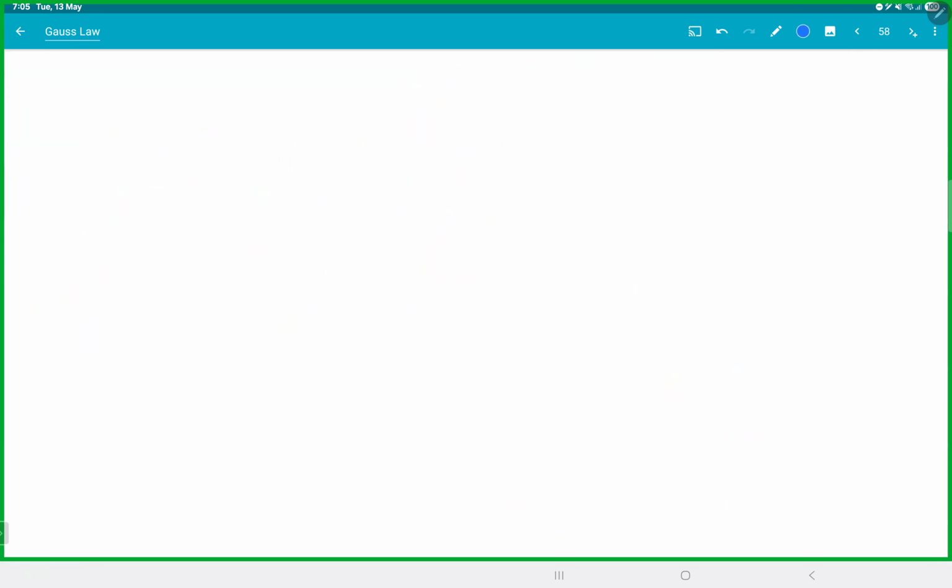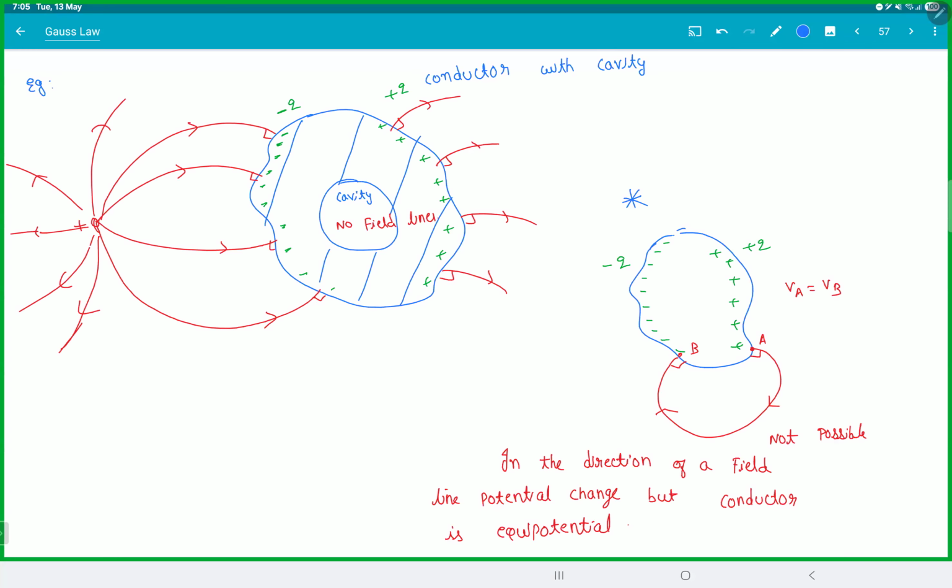Let's go ahead. So we proved one important thing, that if you take a conductor and no matter what you do, put a charge outside, put a field, anything, the field inside the conductor is zero.